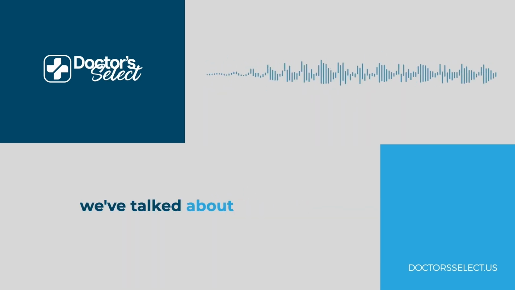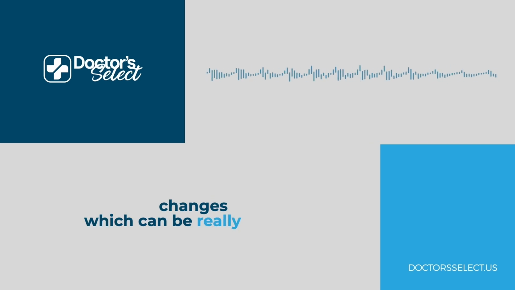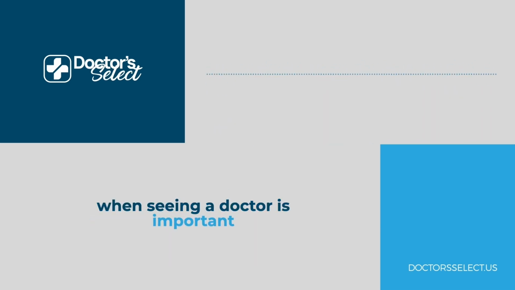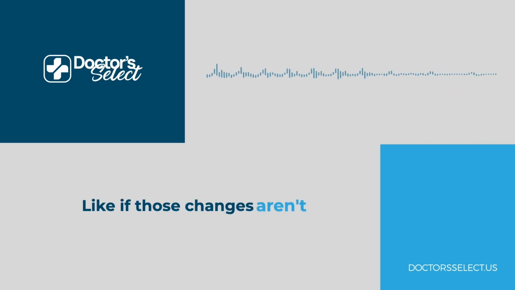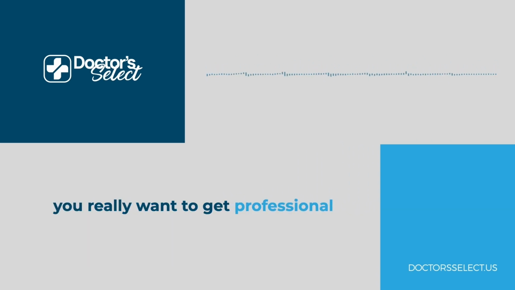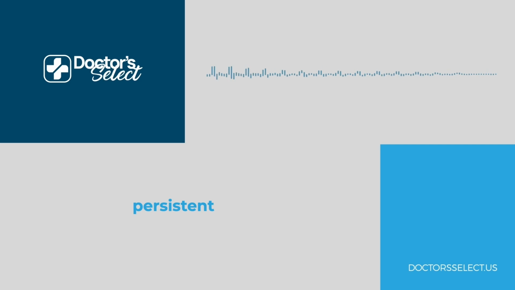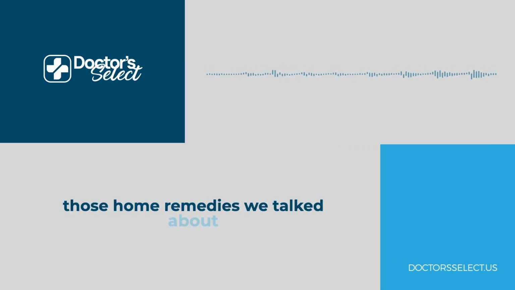So, we've talked about all these lifestyle changes, which can be really helpful, but there are definitely times when seeing a doctor is important. Like, if those changes aren't making a difference or if things are getting worse, you really want to get professional advice. Yeah, that makes sense. What are some of those red flags people should be on the lookout for? Well, persistent pain that doesn't go away, even with those home remedies we talked about, that's a big one.